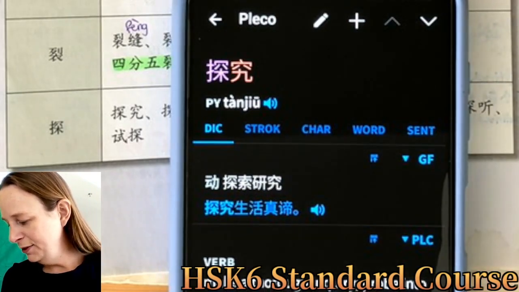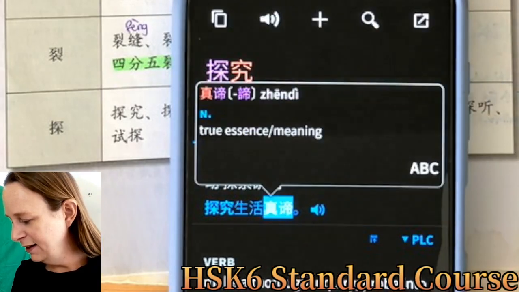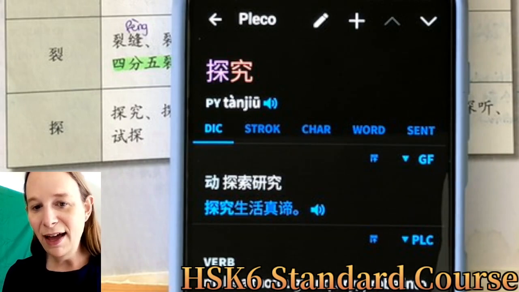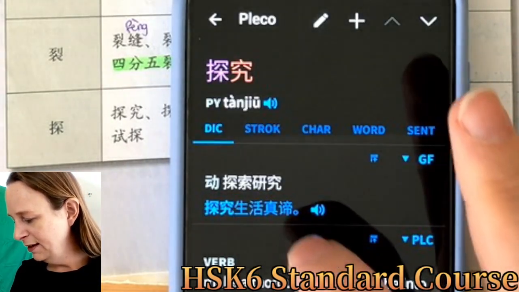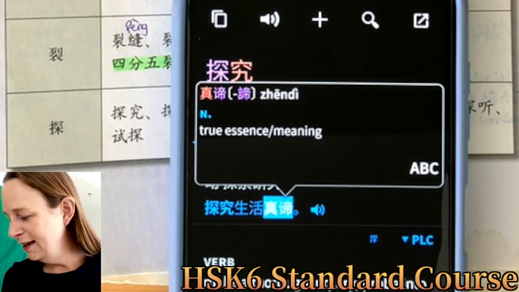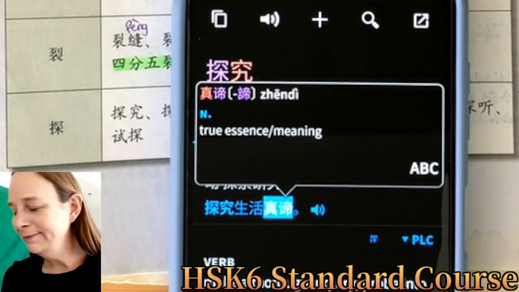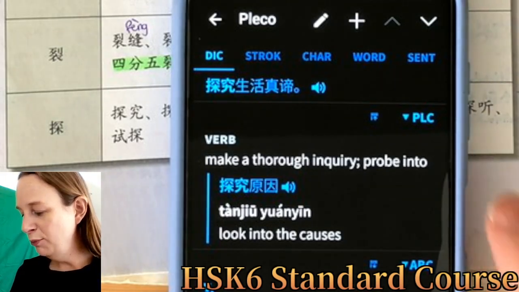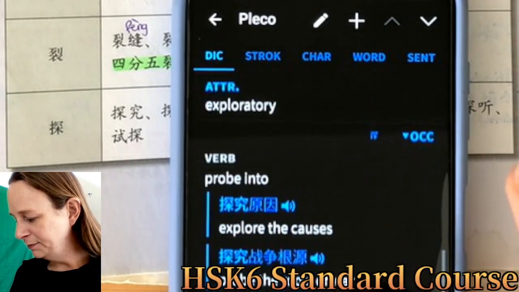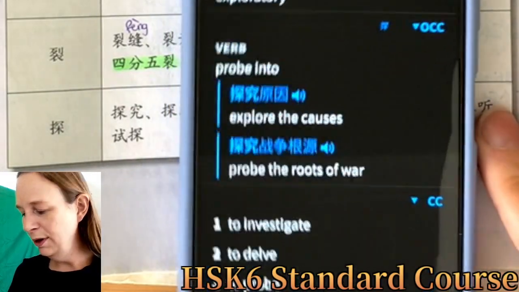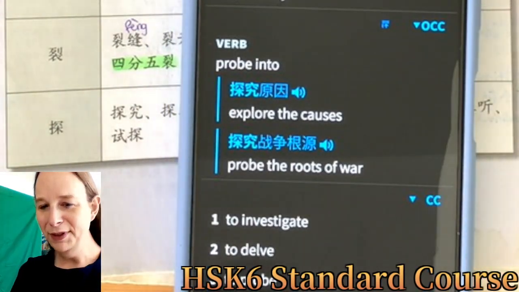Okay, 探究生活真, what is that character? 真谛, okay, so this is explore and research the meaning of life. 生活真谛. I suppose I should be able to guess the pronunciation of this character. 帝 is 皇帝的帝, or at least the right hand side is 皇帝的帝. 探究原因, okay, explore and research causes, make a thorough inquiry, probe into. 探究原因, 探究战争根源, probe the roots of war, competition over resources.